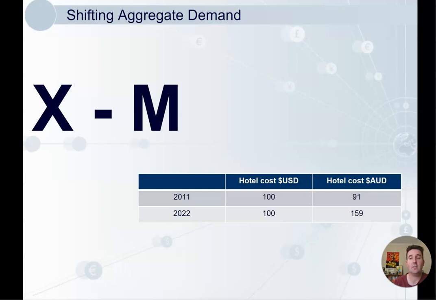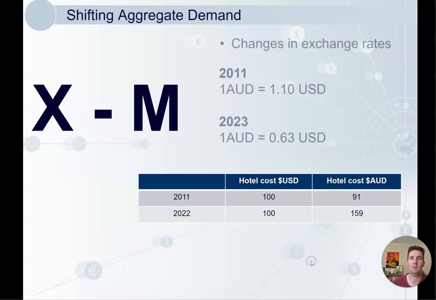Okay, what is going to change our level of net exports, our level of exports, and our level of imports? So one thing is going to be exchange rates. So exchange rates are the relative values of countries, of what you can exchange an Australian dollar for, how many US dollars will you get for it. That has changed quite a bit over time. 2011 was the peak of the value of the Australian dollar relative to the US dollar. So 1 Australian dollar could buy $1.10 US dollars, right? But as of 2023, 1 Australian dollar now only buys 63 US cents. That is quite a difference.